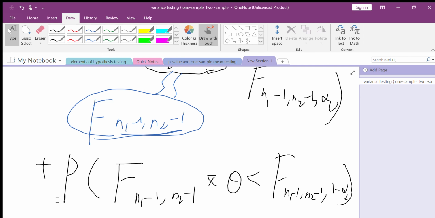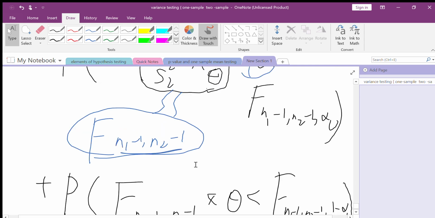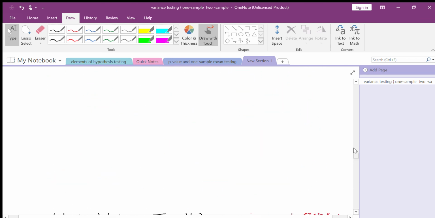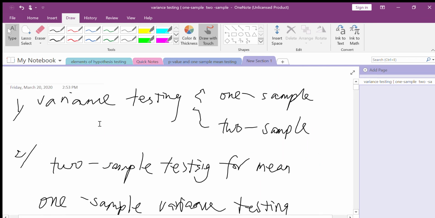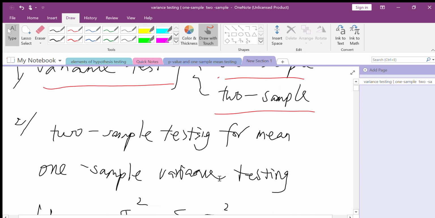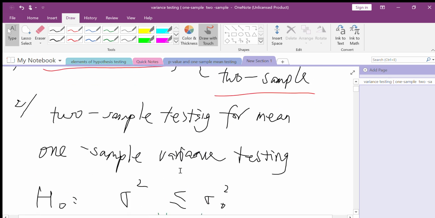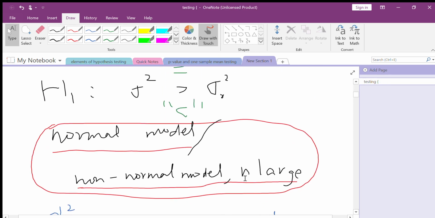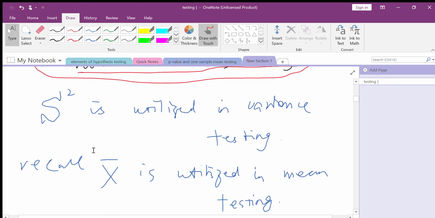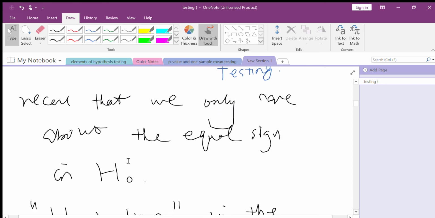This is the first topic of today's lecture. Let's do a quick review. In this lecture, our first topic is variance testing. It divides into two types, one sample and two sample. For one sample, for normal model and non-normal model with large n, the sample variance S squared is utilized in variance testing.